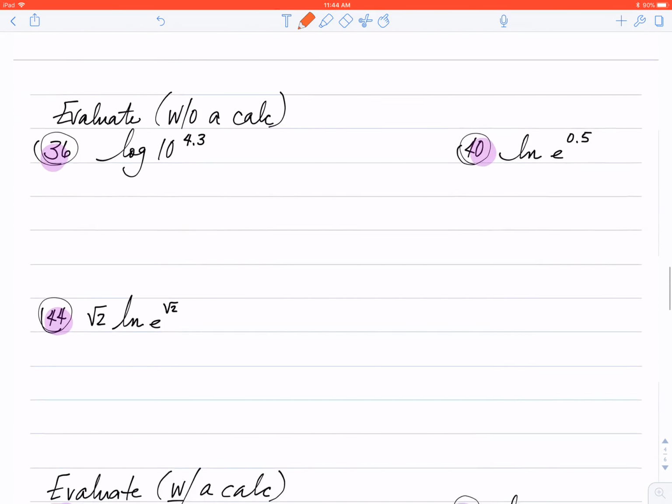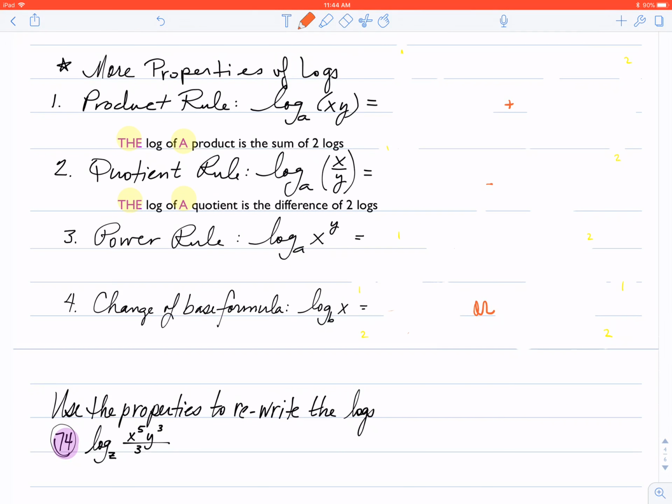Now, if you will run all the way down in your notes to the section that says more properties of logs. First of all, we're going to talk about the product rule. Do you remember that back in exponentials, the product rule was if you're multiplying like bases, you add your powers. Well, this one says the log of a product, 2 things being multiplied together, is going to equal the sum. I've already got the addition sign over here for you. The sum of 2 logs.